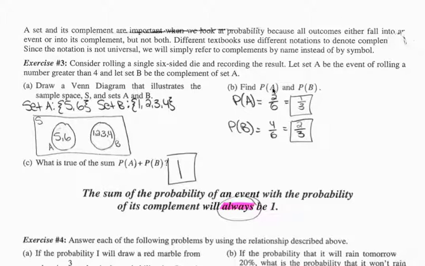Find the probability of event A occurring. There are only 2 values out of 6, so that reduces to 1/3. For set B, there are 4 of them out of a total of 6, which reduces to 2/3. Again, 1/3 plus 2/3, our combined probabilities, add to 1. And that should always be true, because together they create the entire sample space. The sum of the probability of an event with the probability of its complement will always be 1.